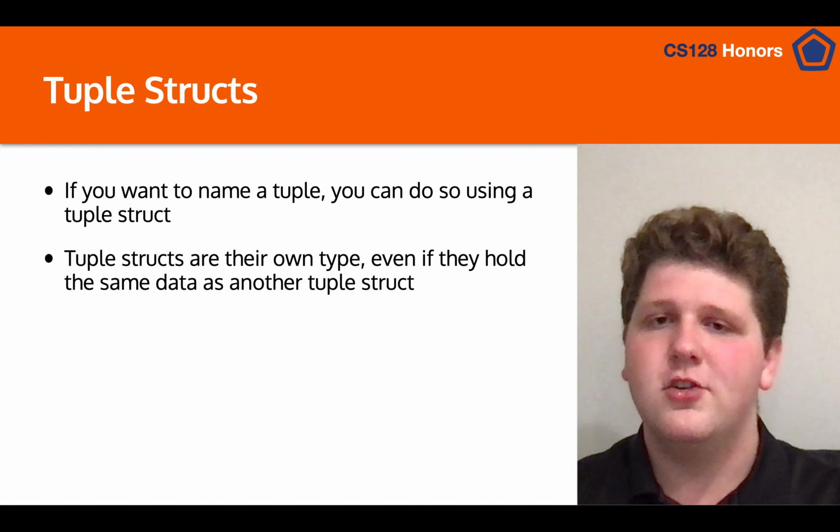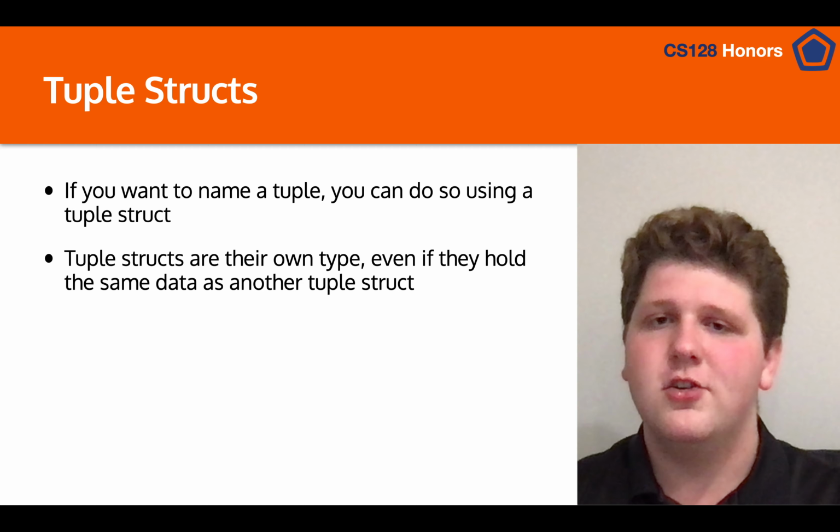And finally, let's talk about tuple structs. Tuple structs are the idea that if you want to name a tuple, you can do so using a tuple struct. You don't have to have this tuple be a nameless object where you could mix the two up. They're their own type, even if they hold the same data as another type, which is really nice because let's say you have a user class that has three floating points, maybe the health and their energy and some other third variable.